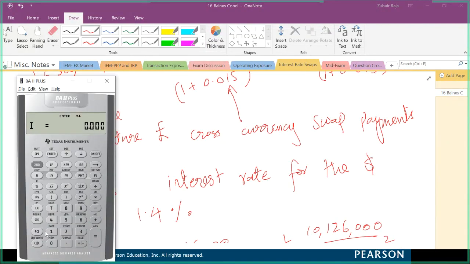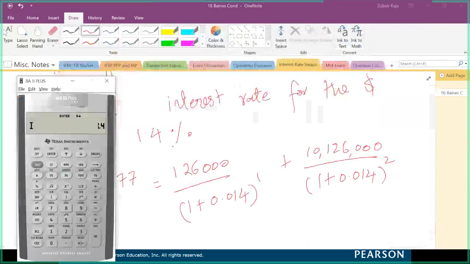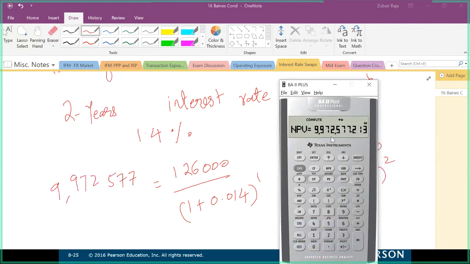So 1.4. In the formulas again, you need to convert into decimal by dividing the 1.4% by 100. But in the calculator, just type 1.4 as it is. Enter and go down. Now NPV compute, right? 9,972,577. Right? So this is the same thing.